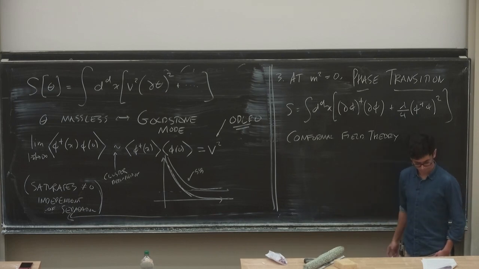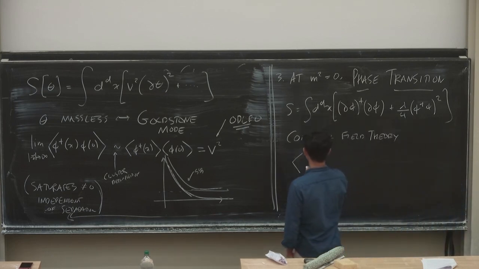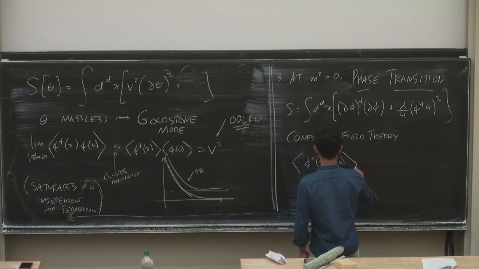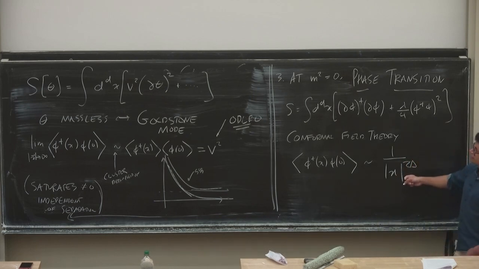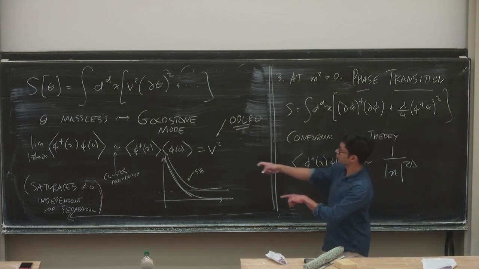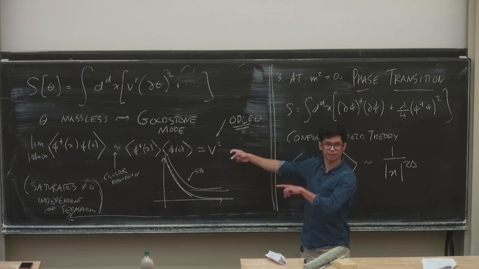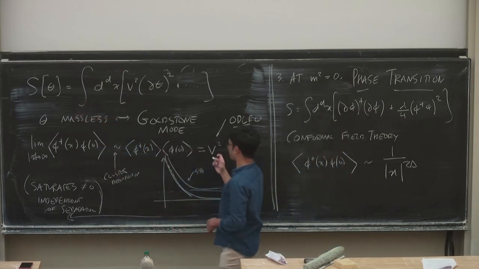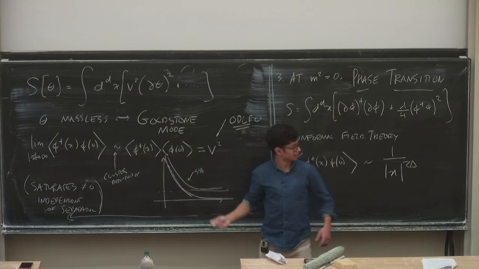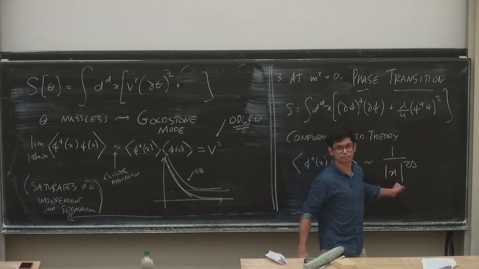So if you compute the two-point function here, then what you're going to find is that this thing behaves sort of halfway between these two behaviors. Okay? It doesn't decay exponentially in space, but it also doesn't saturate in space. Instead, it goes like a power law.